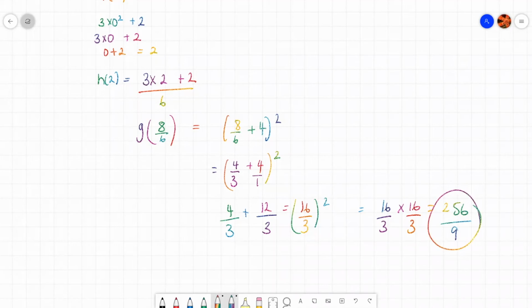Okay, so you can be asked some quite tricky questions, things to do with algebra, where you've got to substitute numbers in. This is why it's quite a high level skill to do.